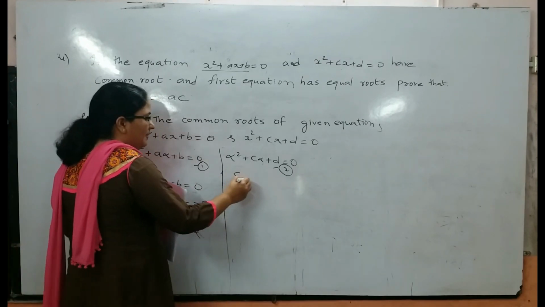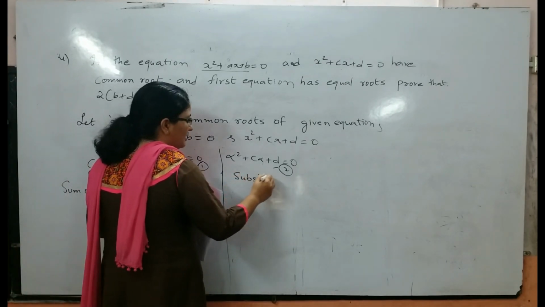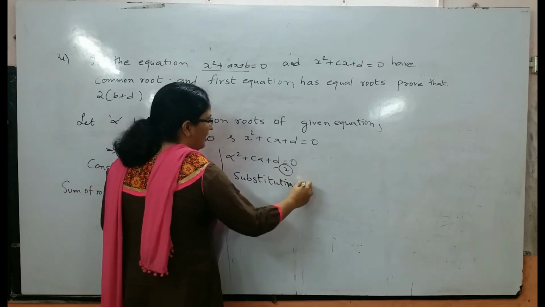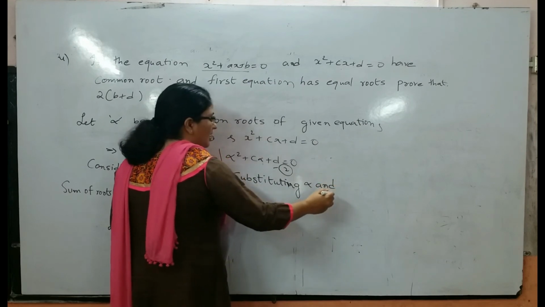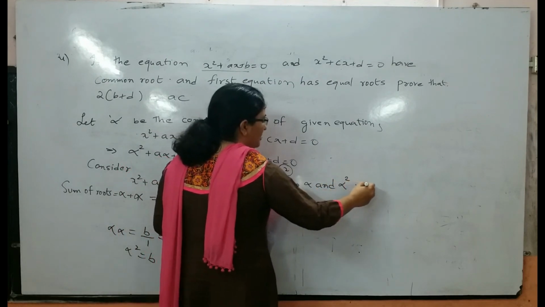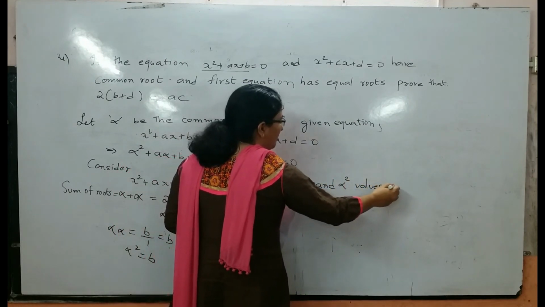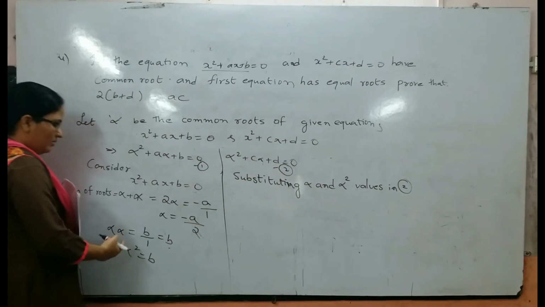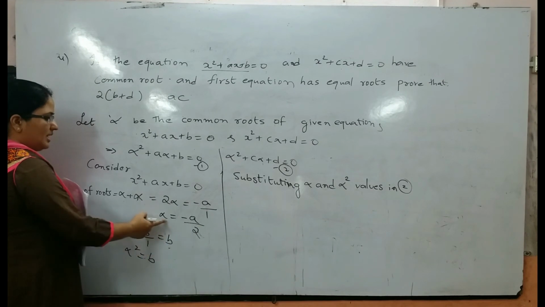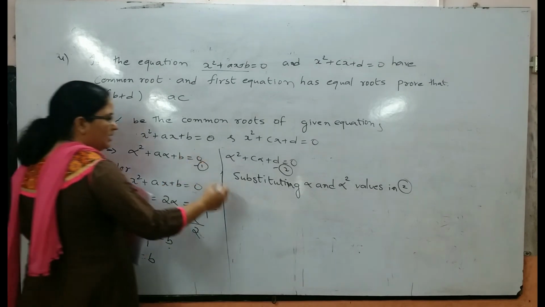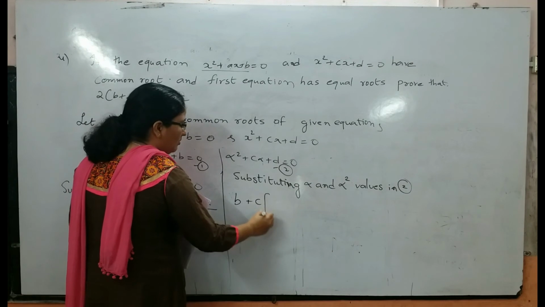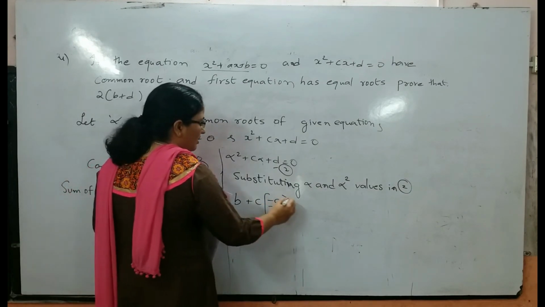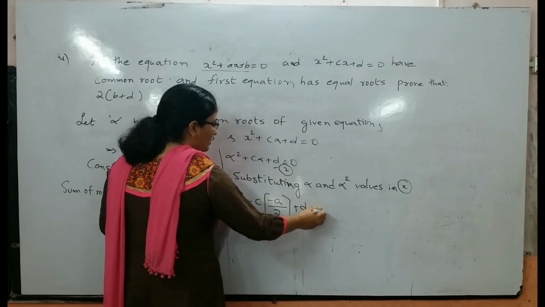Substituting alpha and alpha square values into the equation, what do you get? What is the alpha square value? B. What is the alpha value? Minus a by 2. So b plus c into minus a by 2 plus d is equal to 0.